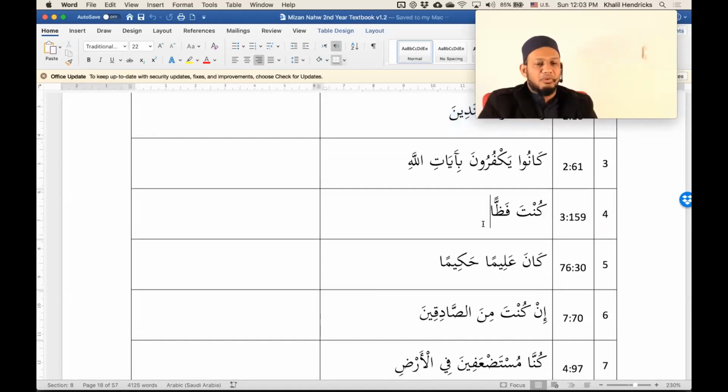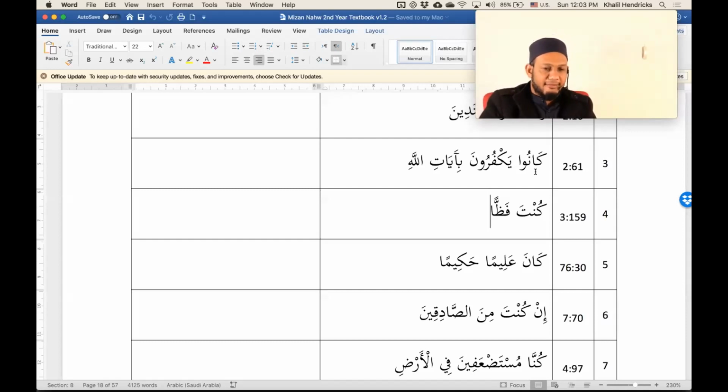Next one. Kanu yakfuruna bi ayatillah. Translation. Nuran, bismillah. They used to disbelieve in the signs of Allah. Good. They used to disbelieve in the signs of Allah. Where's ism kana? The waw of the group. So kanu, waw, they used to disbelieve. Where's the khabar kana? What type of khabar is it?